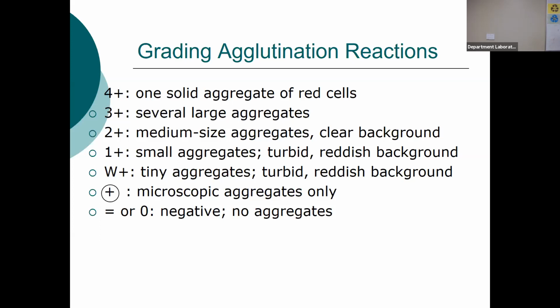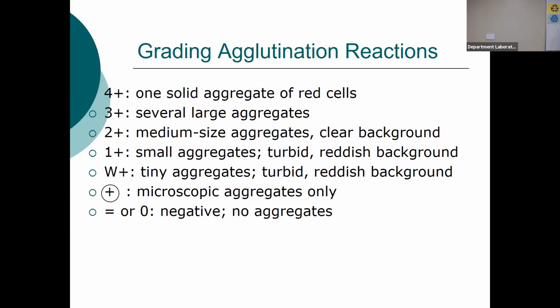So on grading reactions, I am not too critical. As long as you don't call a 4+ a negative, and as long as you don't call a 1+ a negative, as long as you can tell me that it's positive. If you have a bunch of small aggregates there, it's definitely not a 4+, but anywhere from 3+, 2+, 1+, I'm usually pretty lenient in the grading, because there's definitely subjectivity there.